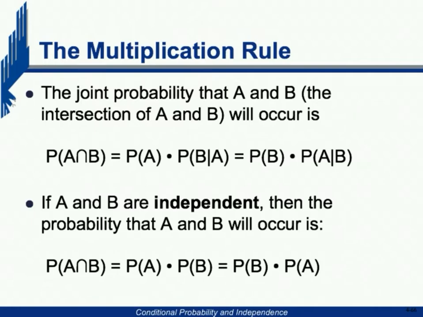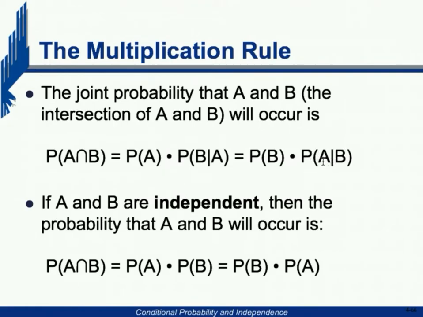Now, the multiplication rule, again, is an equation that allows us to compute for the probability of the intersection of two events. Earlier, we said that the probability of the intersection of A and B can be computed using two approaches, either getting the product of P of A and P of B given A, or the product of P of B and P of A given B. However, if you know that events A and B are independent, it means that P of B given A should be equal to P of B, while P of A given B should be equal to P of A.